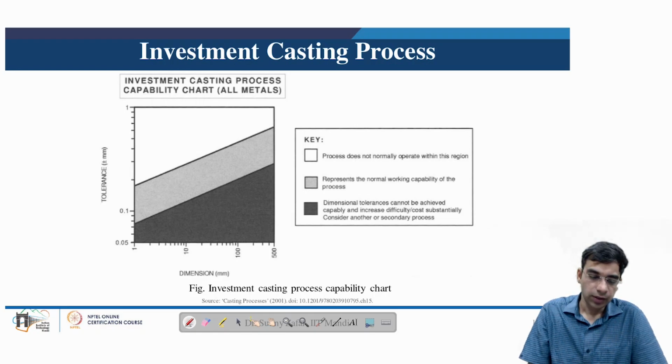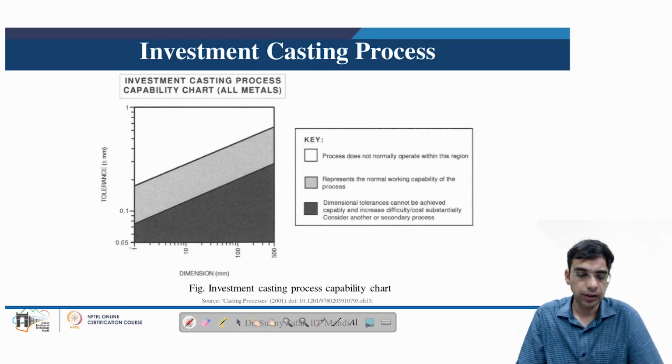So we can see the tolerance which the process can produce. The tolerance is basically the acceptable deviation in the dimension. So here we can see that very tight tolerances of the order of 0.05 to 0.07, maybe plus or minus, millimeters are produced. These are very tight tolerances produced by investment casting.